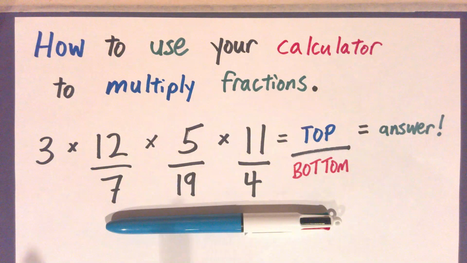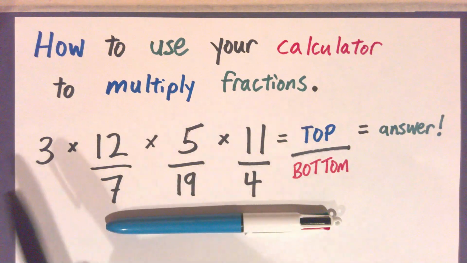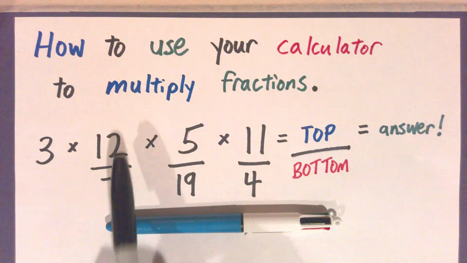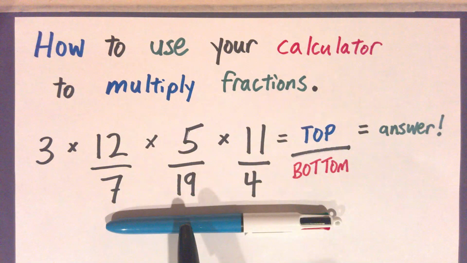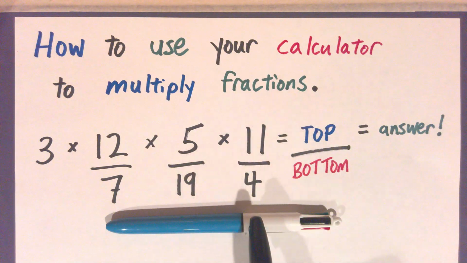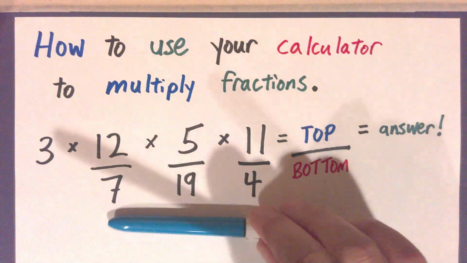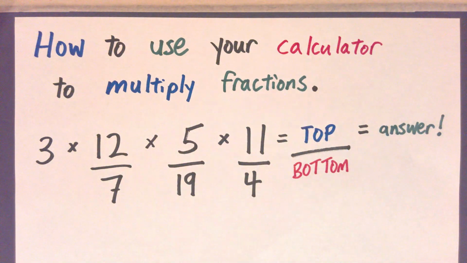This problem has 4 components to it. We have 3 times 12 over 7 times 5 over 19 times 11 over 4. Alright, and we're going to use a calculator to answer this question. I'm going to show 2 different ways of using the calculator.